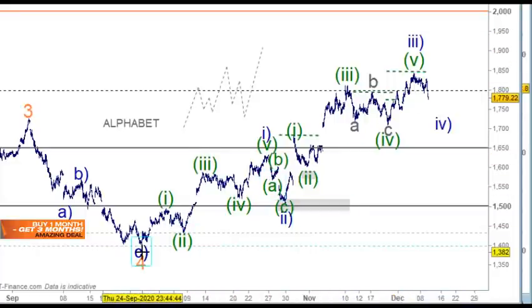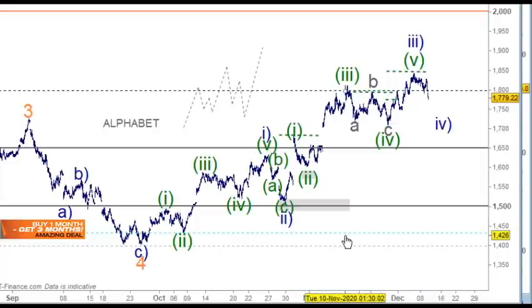Yes, it could be counted in 3 waves as an A and a B and a C wave here for a B wave. So all of this down here would be the A wave, up here for the B wave, and down for the C wave. So technically that's correct. However, the A wave is simple. The B wave is really quite complex.